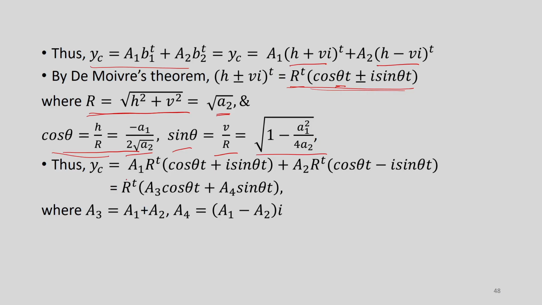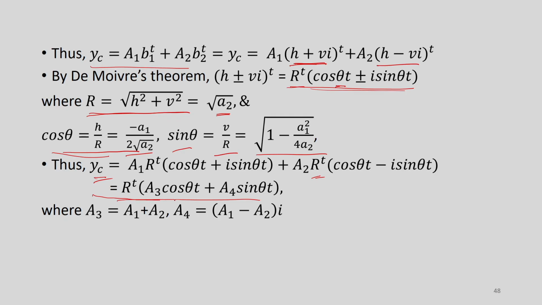Okay. Now, since this is known, then in y c, in place of h plus v i to the power t, I can put r to the power t multiplied by cos theta t plus i sin theta t. In place of h minus v i to the power t, I can put r to the power t multiplied by cos theta t minus i sin theta t, and this simplifies to r to the power t multiplied by a 3 cos theta t plus a 4 sin theta t, where a 3 is equal to a 1 plus a 2 and a 4 is equal to i multiplied by a 1 minus a 2.